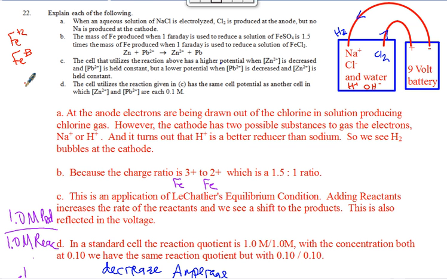Part C. The cell that utilizes the reaction above has a higher potential when zinc is decreased and when lead is held constant, but a lower potential when lead is decreased and zinc is held constant. Again, we're just explaining why. This is a Le Chatelier's question, really. If you add reactants, you increase the potential to shift towards the products. And that's what we want to happen. We want reactants to turn into products. That's what our voltage represents. If we increase reactants, we will see an increase in potential or voltage. If we decrease reactants, we see a drop in potential or voltage.